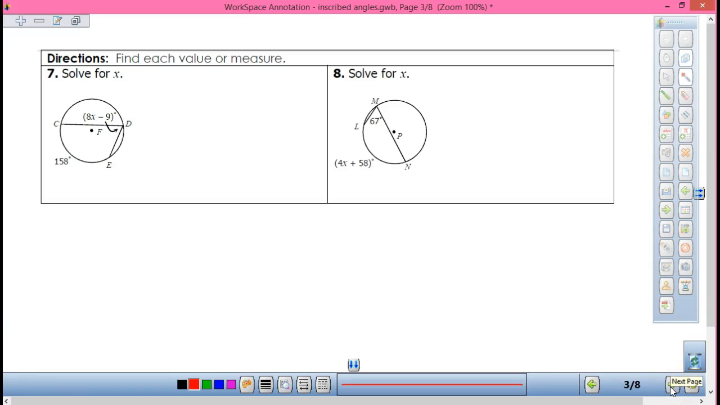Okay? Alright, so if we're solving for x, this angle has to be how much of the arc? Half of the arc. So 8x minus 9 is going to equal how much? 79. So first step, add 9. 8x equals 88, so x has to be 11.